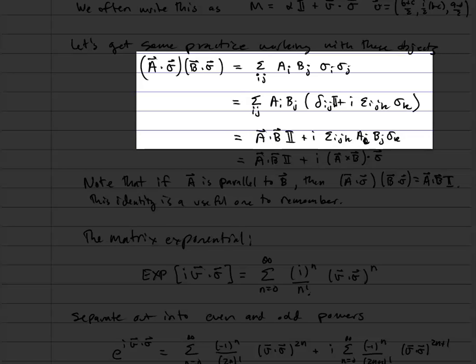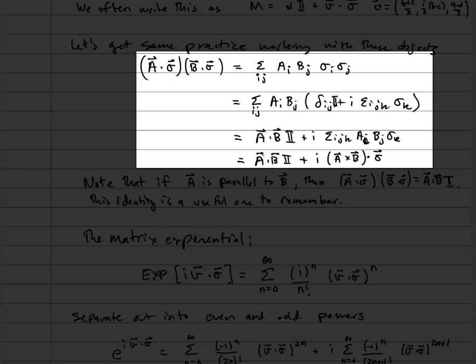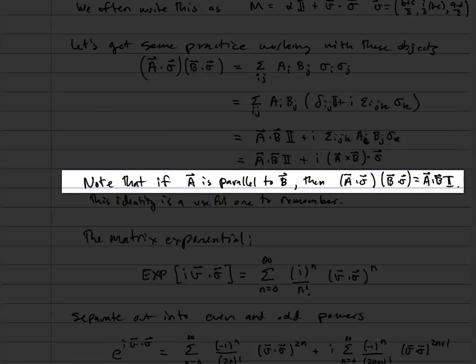That's going to give me a dot b times the identity matrix plus i epsilon_ijk a_i b_j sigma_k. And you notice that that's going to equal a dot b times the identity matrix plus i (a cross b) dot sigma, because that object there is the vector cross product. I hope you remember that. Now note that if a is parallel to b, that cross product is equal to 0, and then a dot sigma multiplied by b dot sigma is just a dot b times the identity matrix.